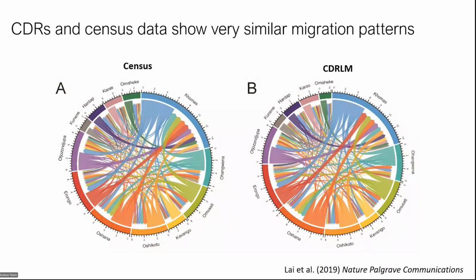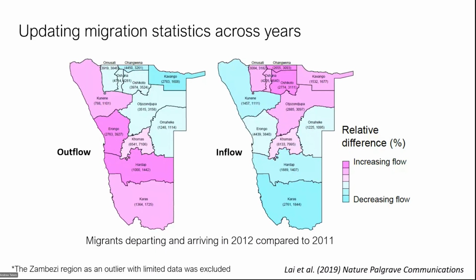It's hard to visualize in a quick slide, but those patterns then look pretty similar between the census and the model based on the call detail records and the geospatial data. And the value, of course, is then we can have some confidence in being able to update those migration statistics across years in terms of understanding flows and changes year to year.